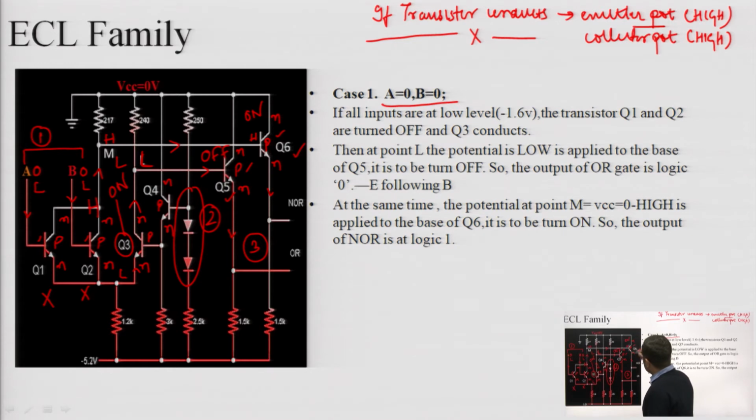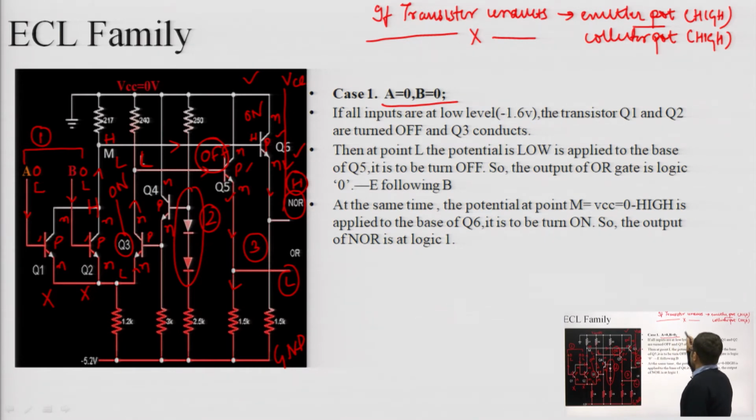So if Q6 is on, then this makes a path towards the VCC, that means VCC can be connected to the NOR output. Okay. Similarly, this transistor is off. If this transistor is off, then we can see that VCC cannot reach here, so this output can be connected to ground. So this is the ground side. So this OR output will be low and NOR output will be high.